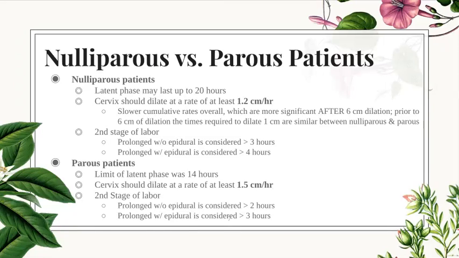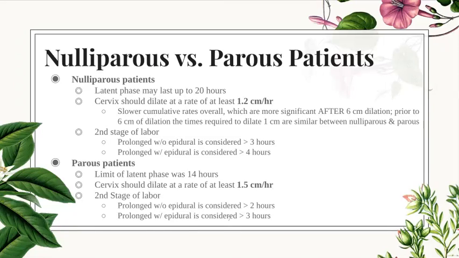Within the second stage of labor for nulliparous patients, prolonged labor without an epidural is considered to be greater than 3 hours, and with an epidural is considered to be greater than 4 hours. For parous patients, the limit of the latent phase of labor was 14 hours. The cervix should dilate at a rate of at least 1.5 centimeters per hour. Within the second stage of labor for parous patients, prolonged labor without an epidural is considered to be greater than 2 hours, and with an epidural is considered to be greater than 3 hours.